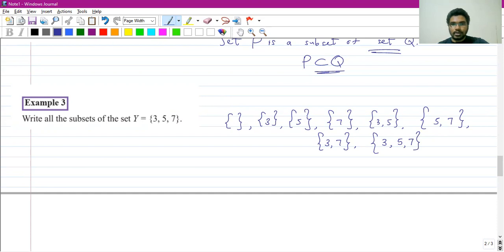So you can see 1, 2, 3, 4, 5, 6, 7, 8. There are 8 subsets you can write from this Y set. So definitely there can be the null set, and there can be each of these as a subset, and there can be 2 of these elements like this, and there can be all these elements as a subset. So I think you can understand. So write all the subsets. So these are all the subsets of the set Y, {3, 5, 7}. So I think you can understand it well.